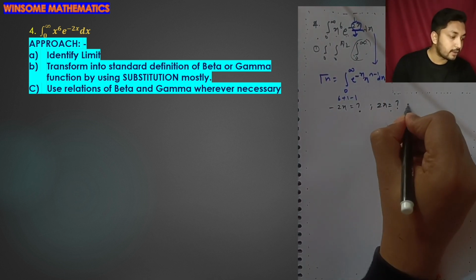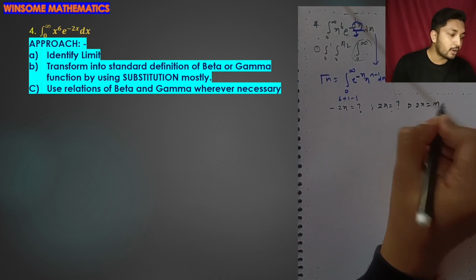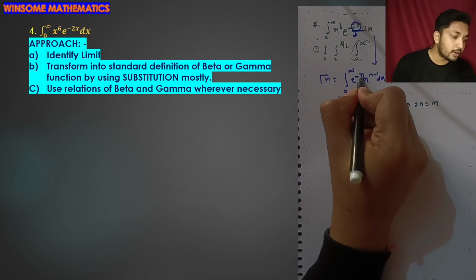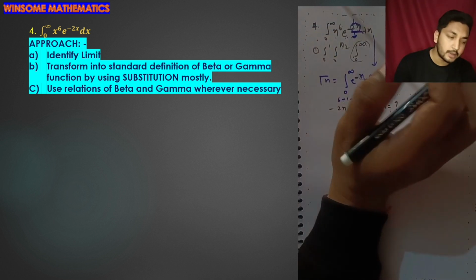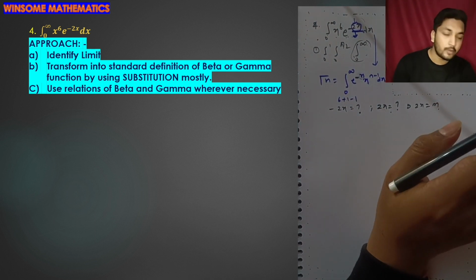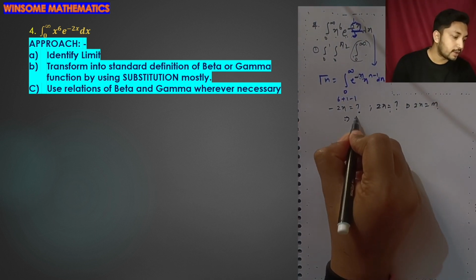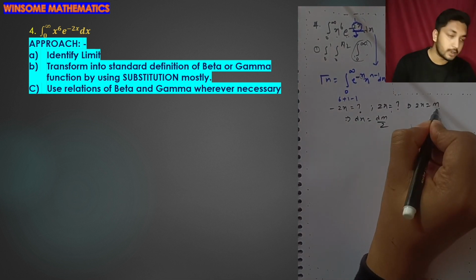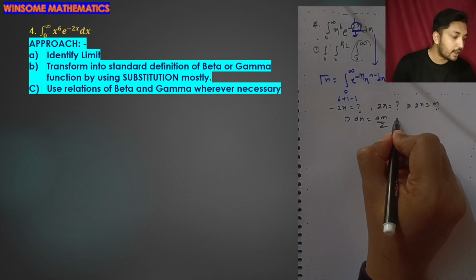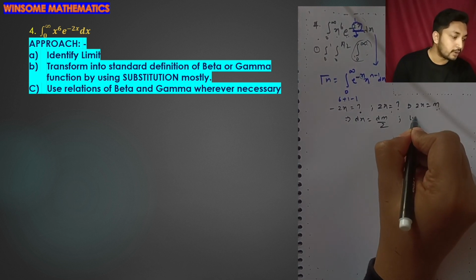So let's think something: 2x is equal to m, because we need to come across the variable here. No trigonometric relation, nothing. Just simple variable m. So now dx is equal to dm upon 2, because this 2 will come in the denominator. And the limit is as usual.